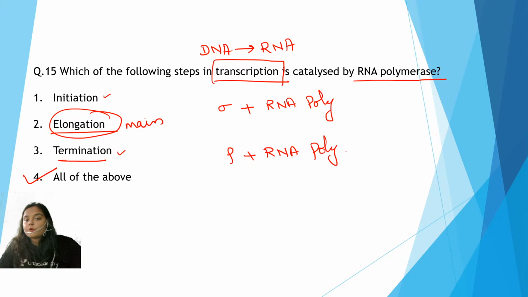Okay, the core enzyme of RNA polymerase is present, and then the sigma factor attaches to this core enzyme, and this is how the initiation started. It identifies the promoter sequence. Similarly, the rho factor attaches to the core enzyme of the RNA polymerase, and this is how the termination has happened. And the nascent RNA, that is the newly synthesized RNA, falls off, right? So all of the above option is correct.